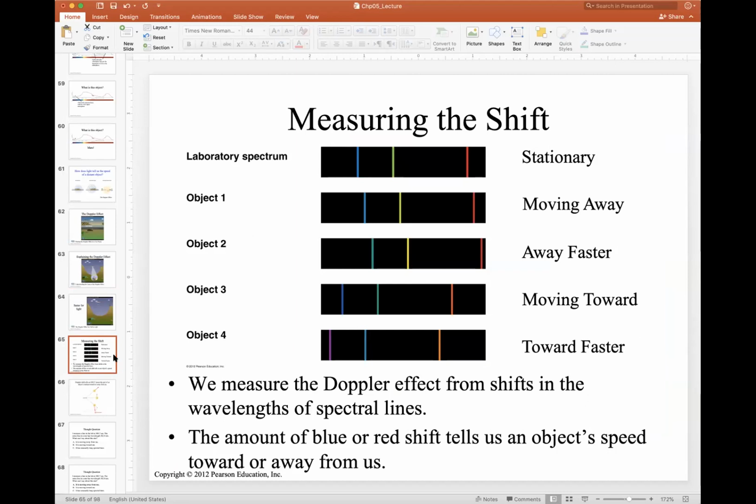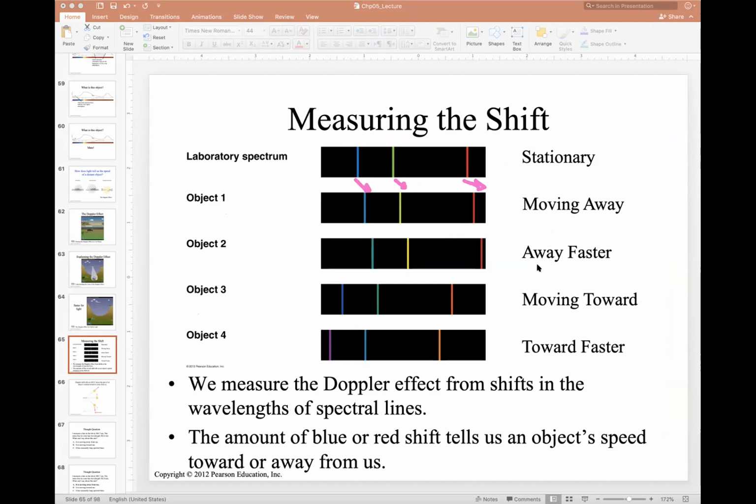It's the same for spectra when we're looking at the spectra. We compare things with our stationary reference in the lab. This is the stationary spectra that we get from the lab. One object looks like this. That means the object is moving away from us, because all of the spectra is shifted towards red. This line, this line, and this line have all been shifted towards the red part of the spectrum.